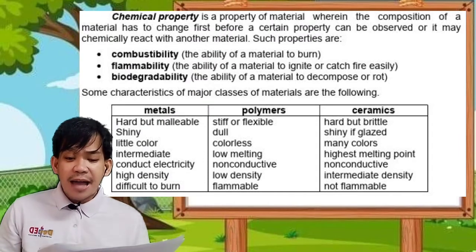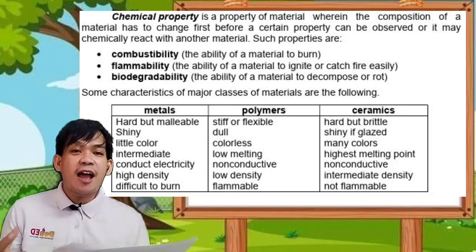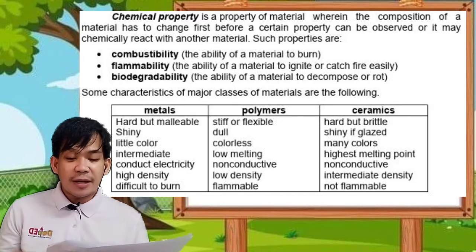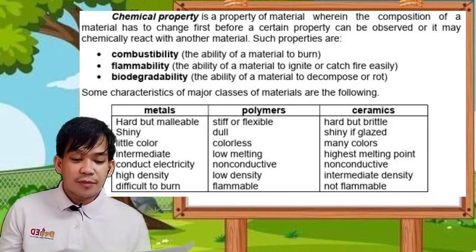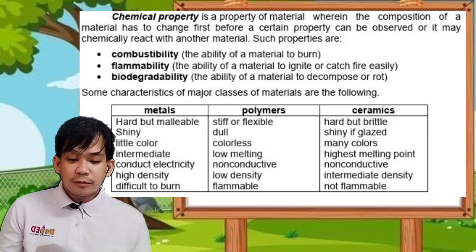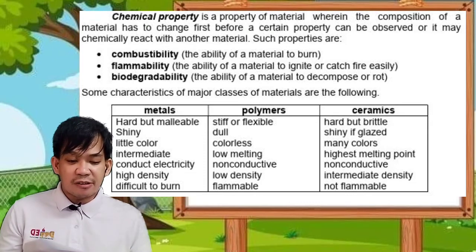Then, biodegradability. It means to say, the ability of a material to decompose or rot. So, ang kakayahan ng bagay na mabulok. So, kapag nangyari ito ay chemical property ng material. So, here are the characteristics of major classes of materials.